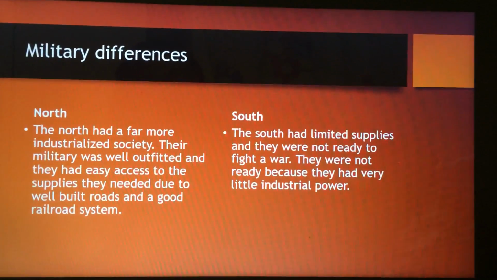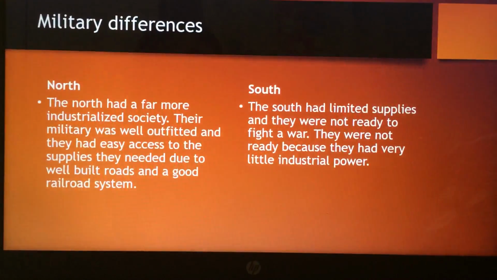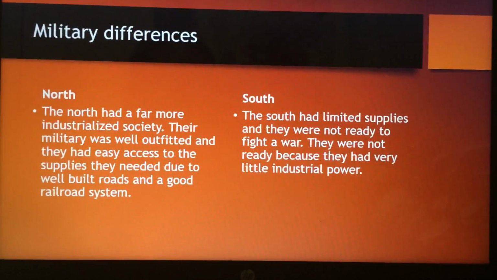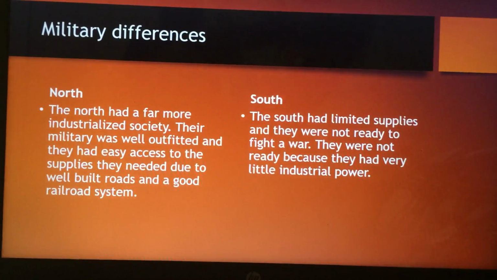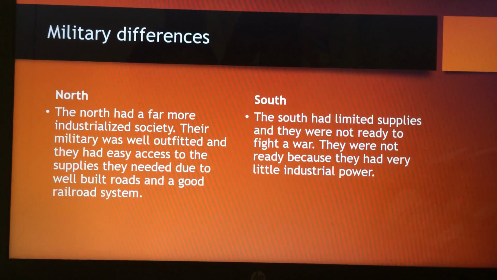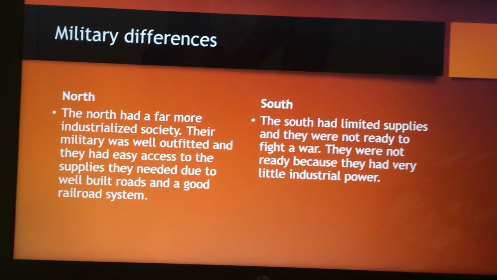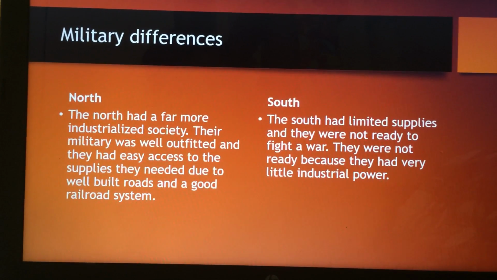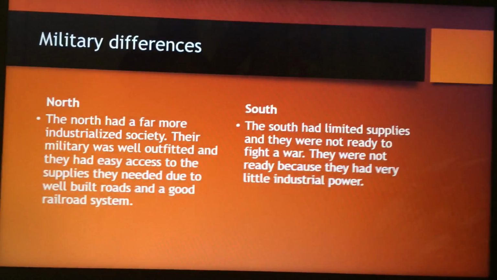The military differences. The North had a far more industrialized society, their military was well outfitted, and they had easy access to the supplies they needed due to the fact that they had well-built roads and good road systems. The South had limited supplies, and they were not ready to fight a war. They were not ready because they had very little industrialized power.